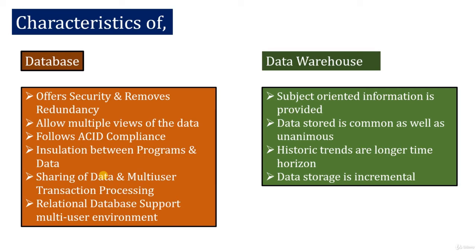Now let's learn about the different characteristics of a data warehouse. A data warehouse is subject-oriented. The information provided in a data warehouse is subject-oriented as it offers information related to a theme instead of the company's ongoing operations. So what do you mean by that?